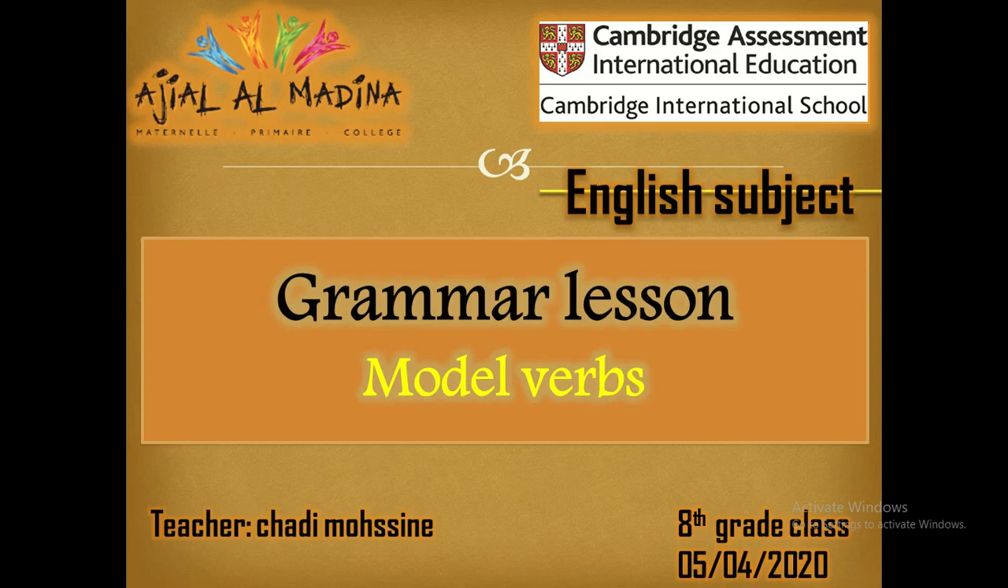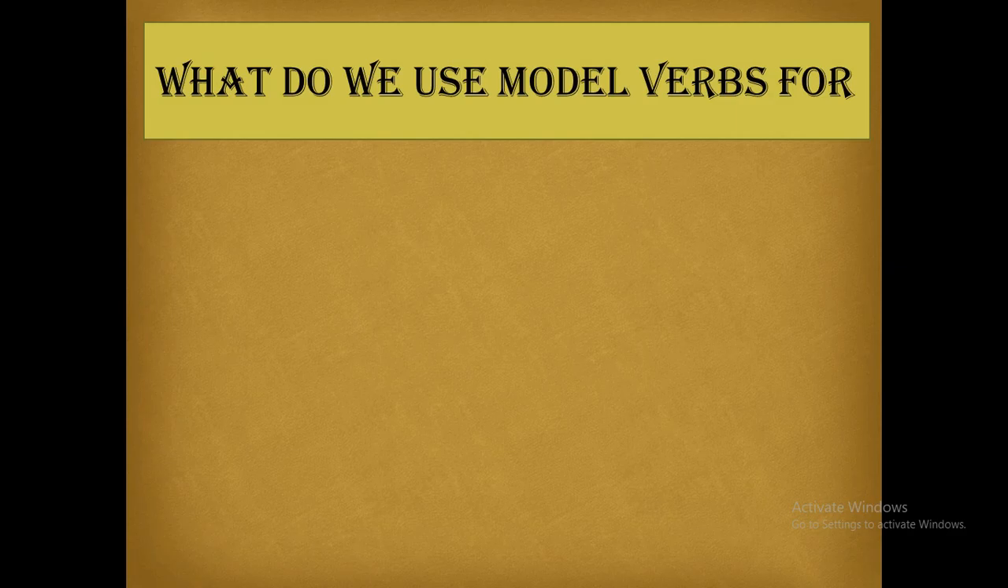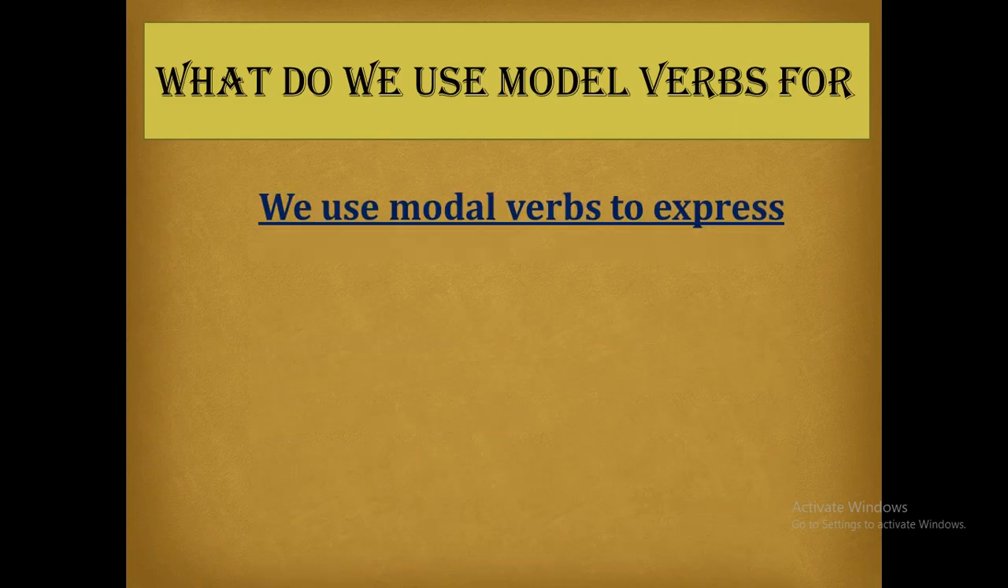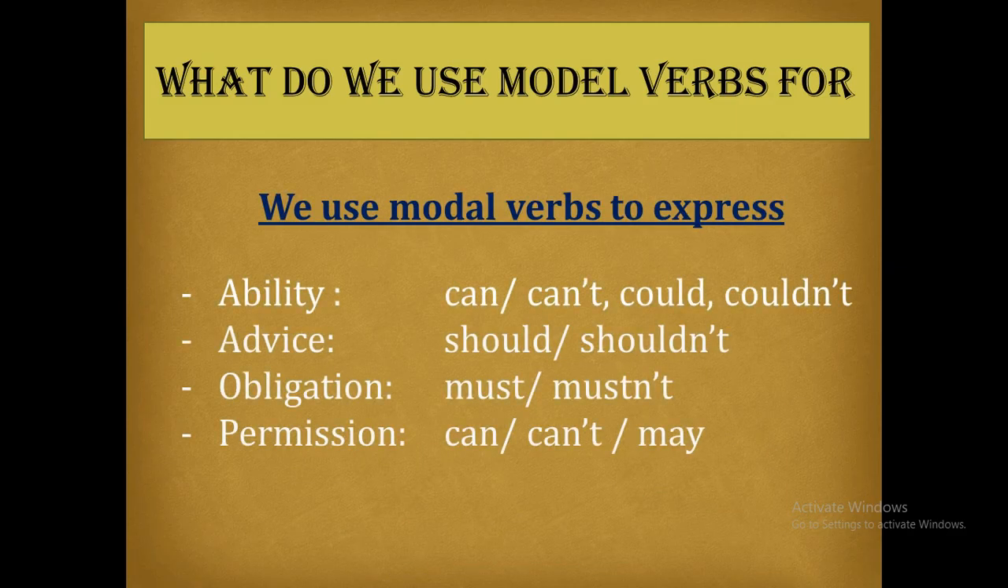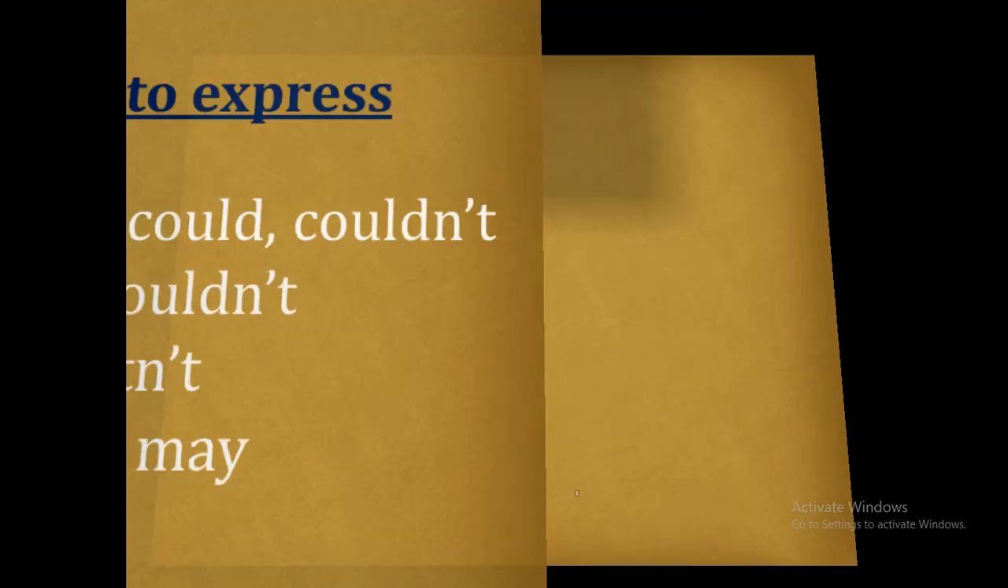So we'll be talking about modal verbs. What do we use modal verbs for? We use modal verbs to express ability using can, can't, could, couldn't; advice using should, shouldn't; obligation using must, mustn't; permission using can, can't, and may.